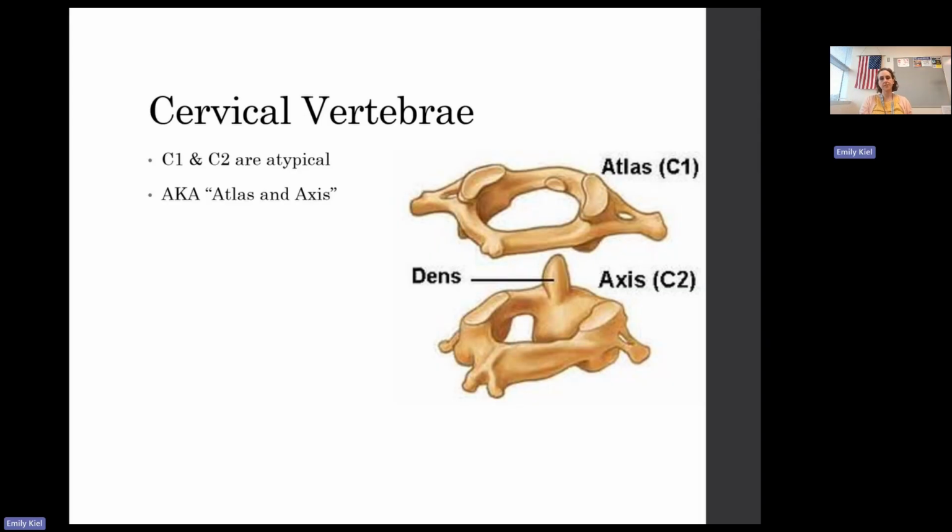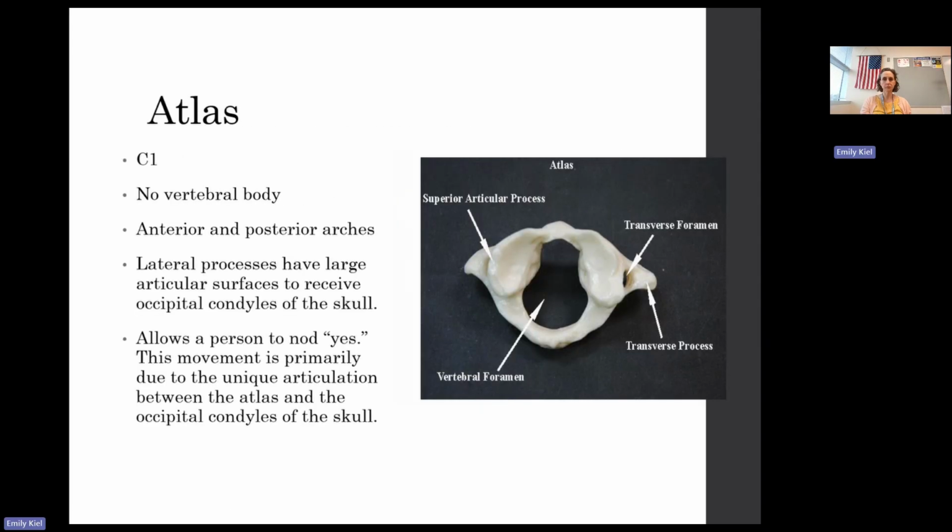And in this image for the body, the earth is like our head, and Atlas is holding it up. And then C2 is the axis, and the really prominent feature of it is the dens. So we can see the spinous process here, but it has this protrusion called the dens, and the dens sits right inside here on the atlas, and there's a little ligament that helps hold it in place. And that allows us to turn our head and say no.